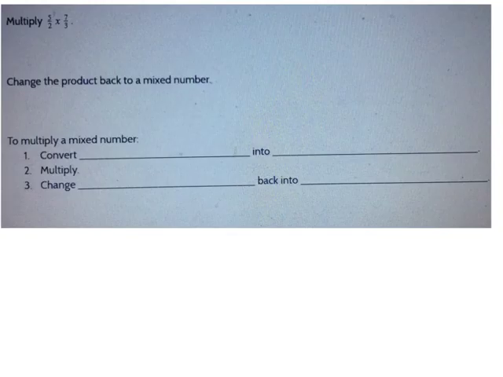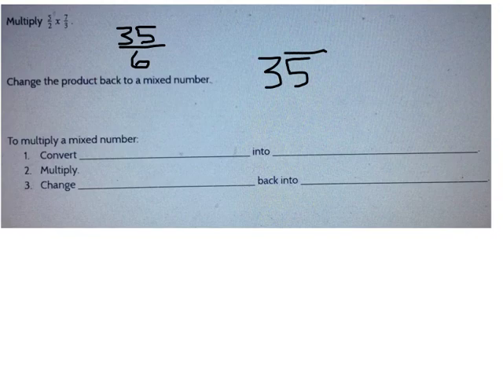Let's go ahead and multiply. What's 5/2 times 7/3 written as an improper fraction? Well, 5 times 7 is 35, and 2 times 3 is 6. The last step is to change the product back into a mixed number. I can use division to do that. Go ahead and divide 35 by 6 and write your answer as a mixed number.